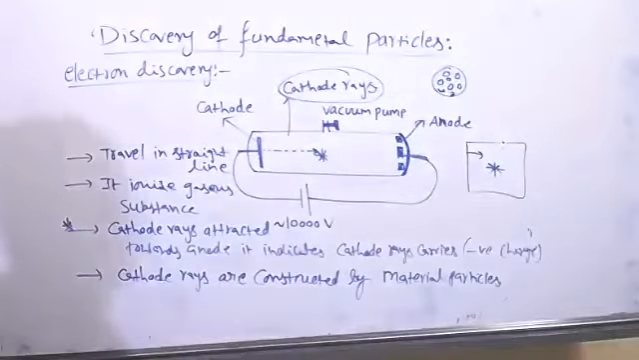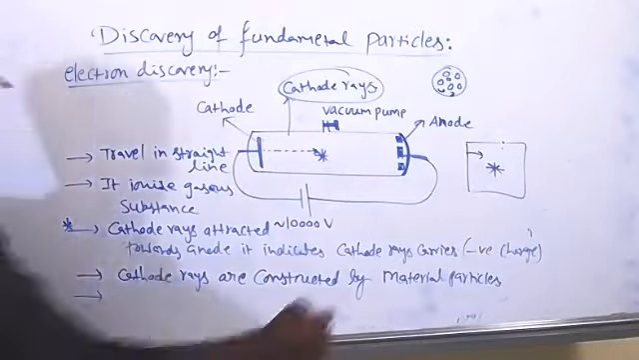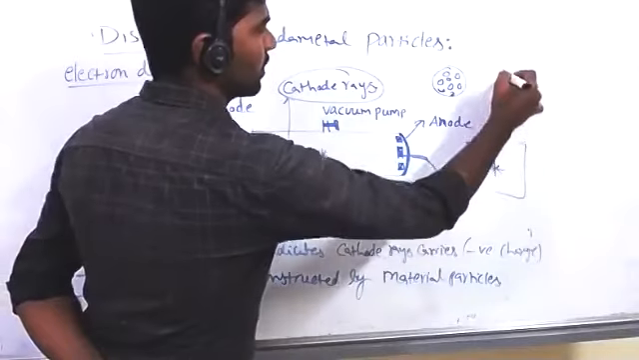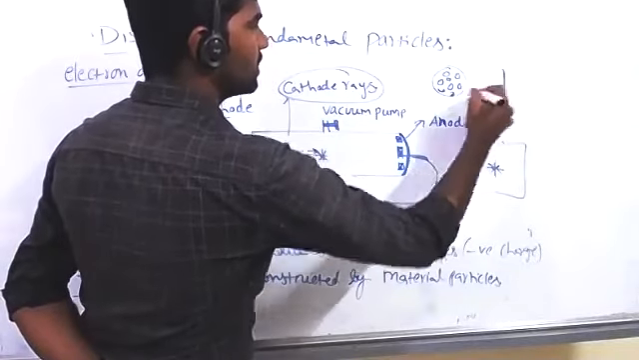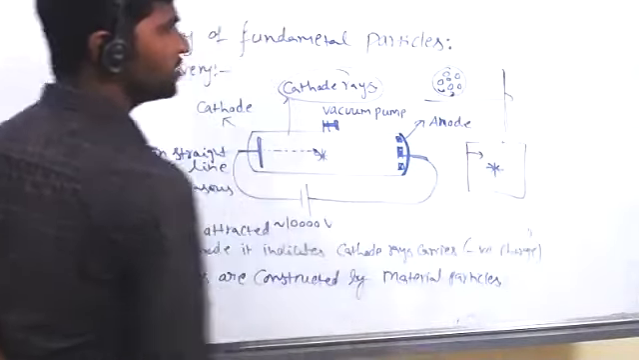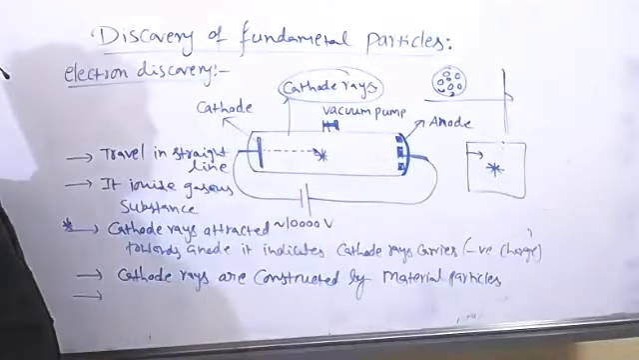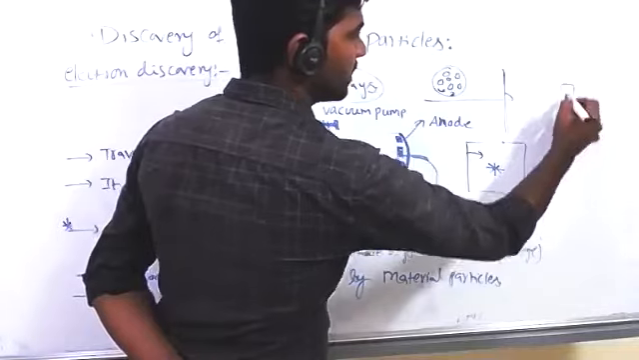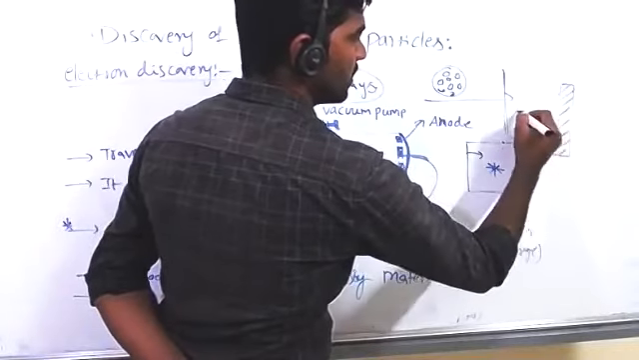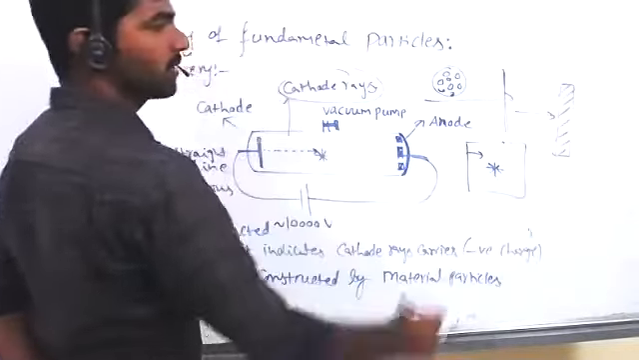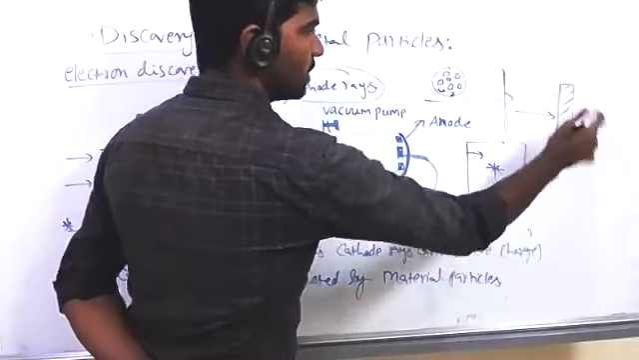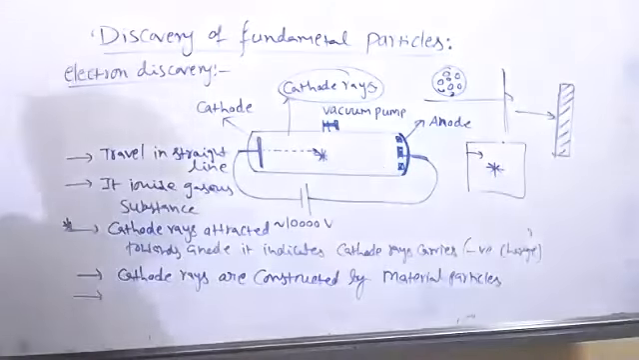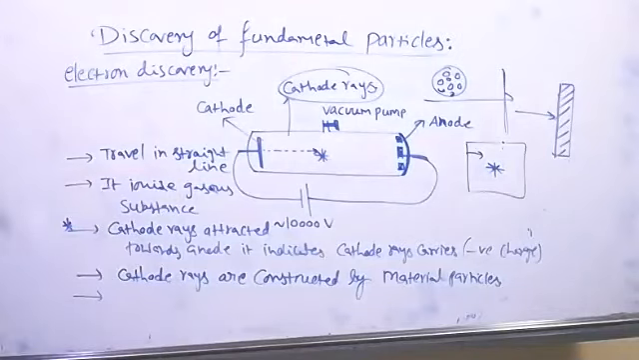Some other properties: suppose cathode rays are passed through a thin foil, they have the ability to penetrate through that foil. If you take a thin foil like aluminum foil or very thin gold foil, cathode rays can penetrate through these foils. And suppose cathode rays are passed on thin plates, it causes a heating effect. When cathode rays are passed on this thin plate, it will become hot. So these are the properties of cathode rays.